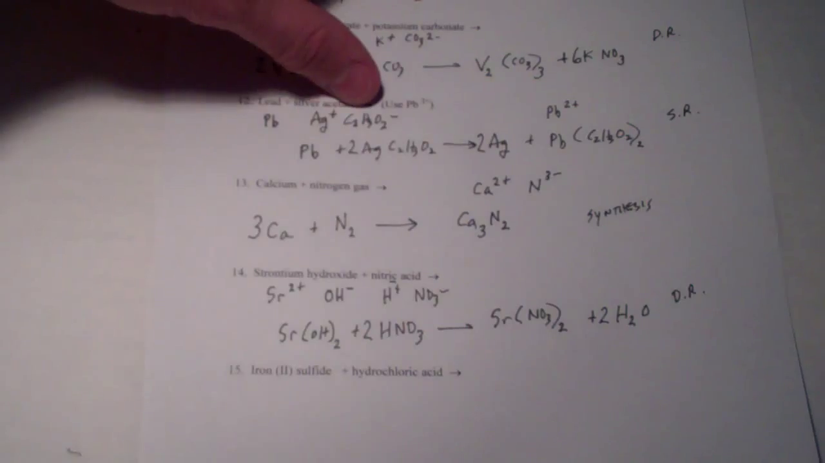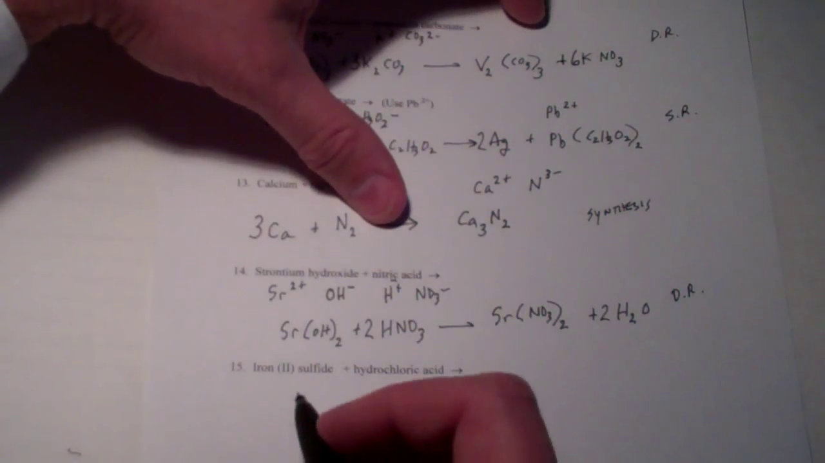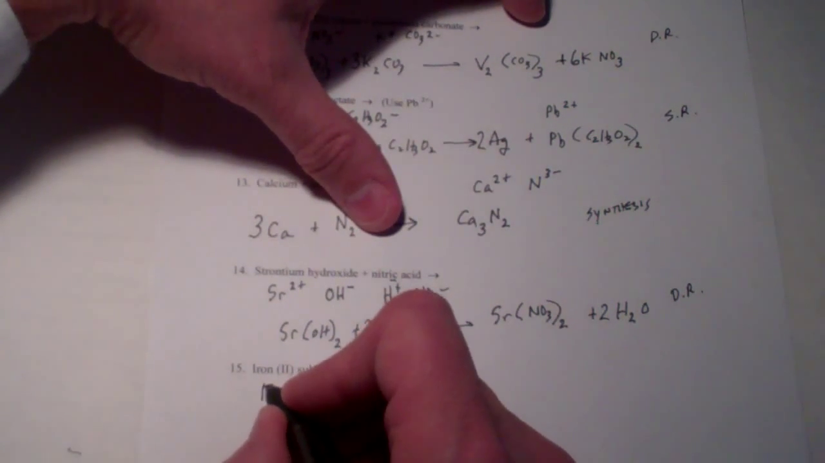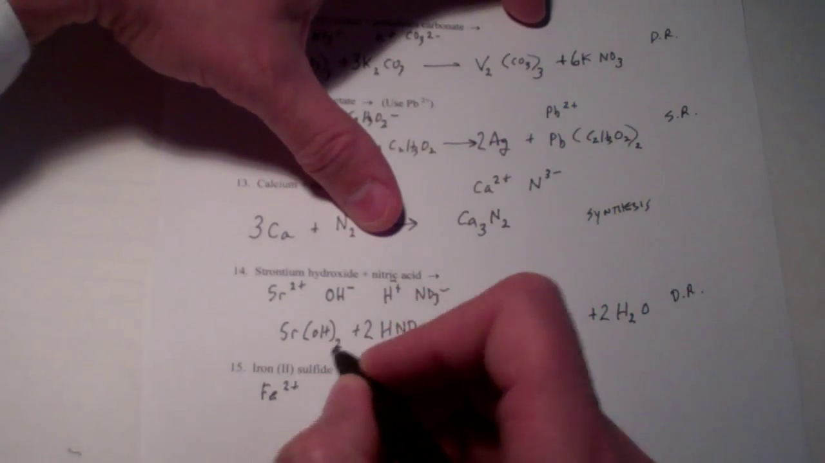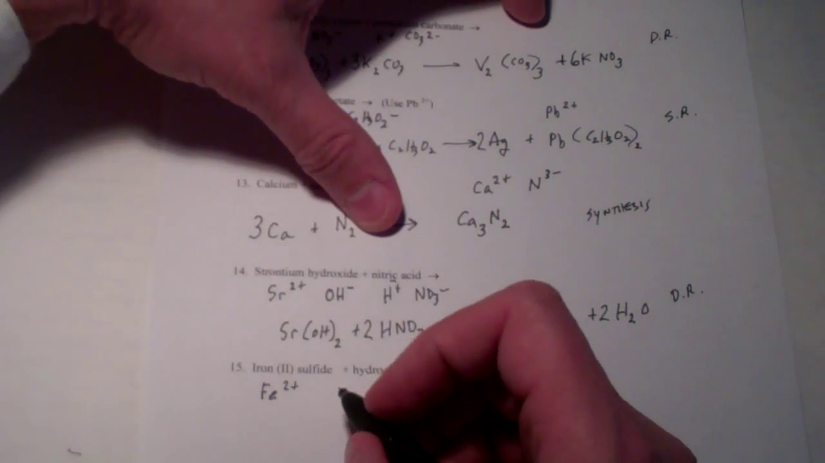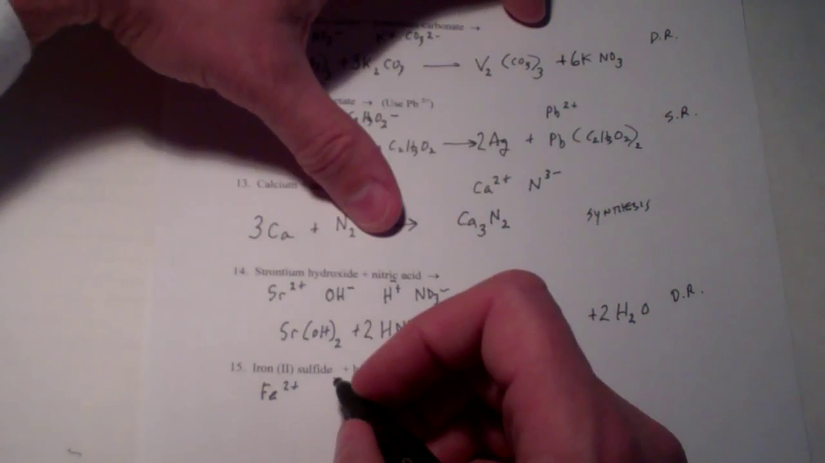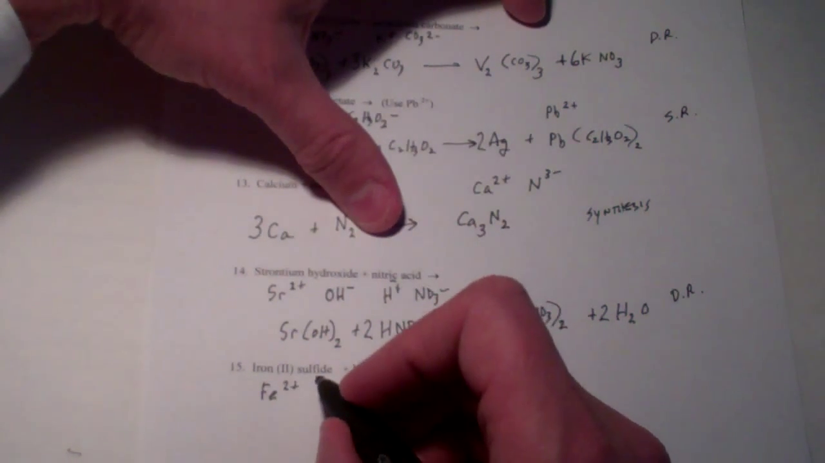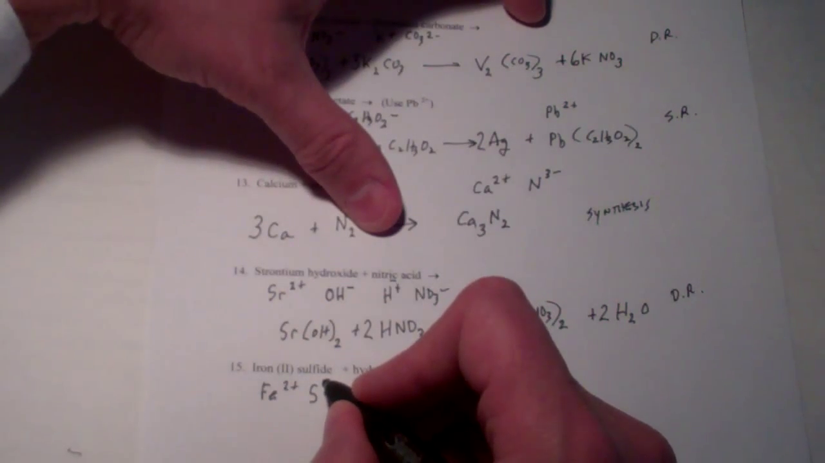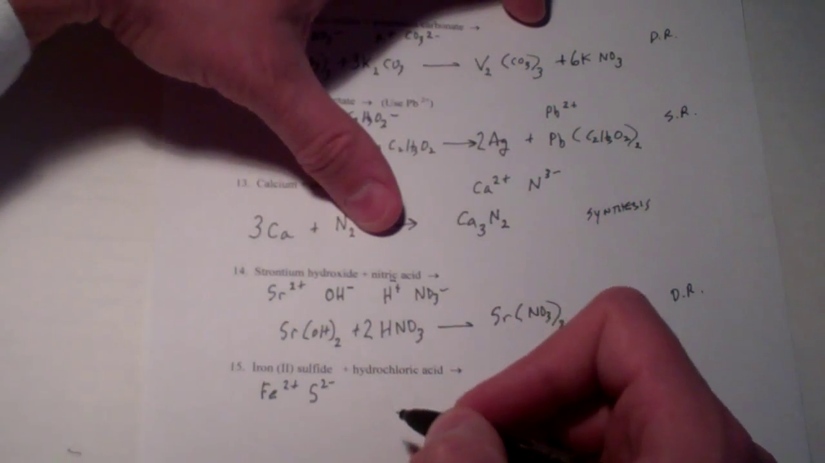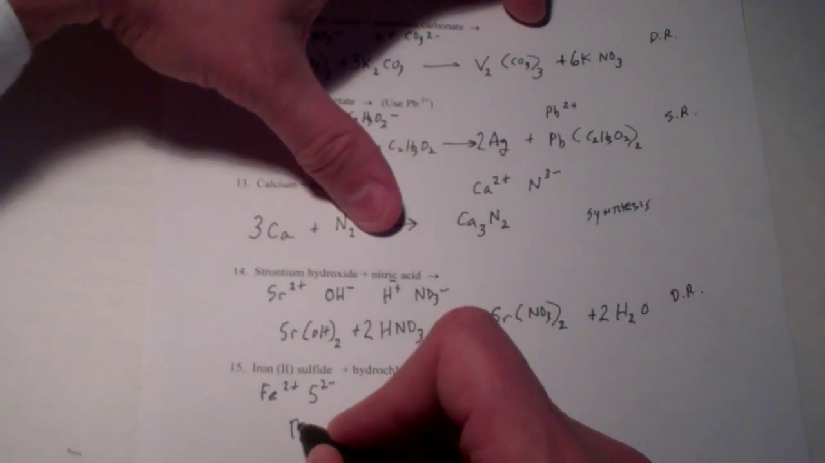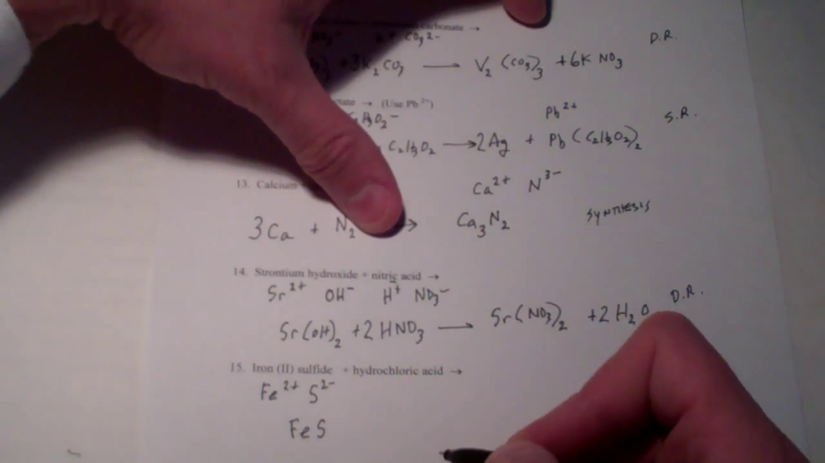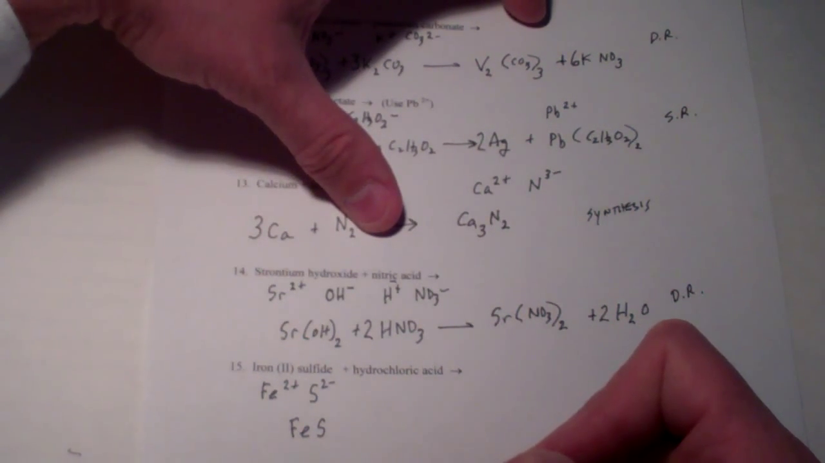And the last one for assignment 26, part B. Iron 2 sulfide. Iron is Fe with a 2+ charge. Iron 2 tells me that it's 2+. It does not mean that there are 2 irons. It means the oxidation number of iron is 2+. Sulfide comes from sulfur, which is in group 16. It's 2 negative. So FeS is the formula for iron 2 sulfide.